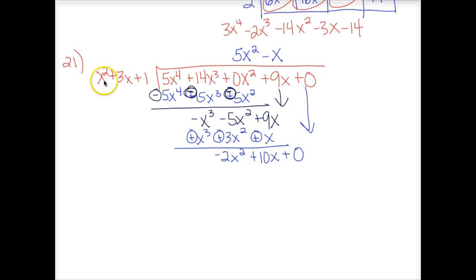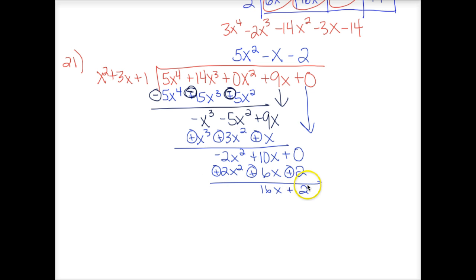Repeat again. What do I multiply x squared by to get negative 2x squared? I multiply by negative 2. So I put it over its like term, and now I multiply. Negative 2 times x squared is negative 2x squared. Negative 2 times 3x is negative 6x. Negative 2 times 1 is negative 2. Then change the signs. Plus, plus, plus. These cancel. This gives me 16x.